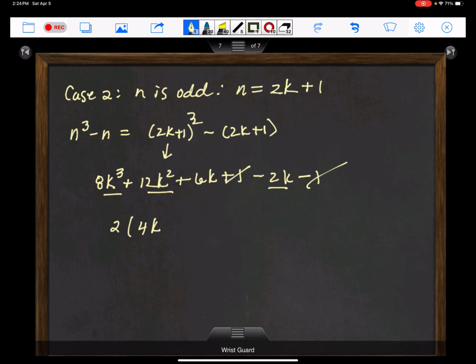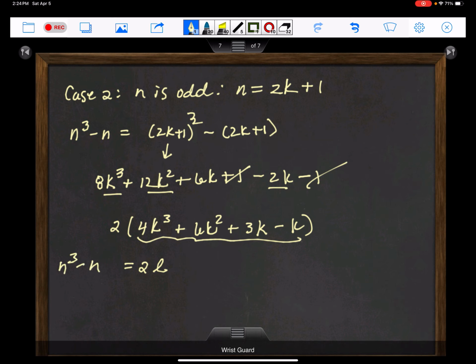We get 4k cubed plus 6k squared plus 3k minus k. And since the sum, product, and difference of integers is an integer, that there is an integer as well. So we have been able to show that n cubed minus n is even in all cases. So that's the end of our proof.